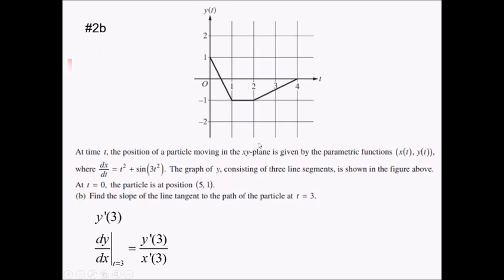So for y prime of 3, looking at the graph, what is the slope at 3? Well, we already kind of talked about this in part A. This is a slope of 1/2 along this line. So we'll plug in 1/2 for that.